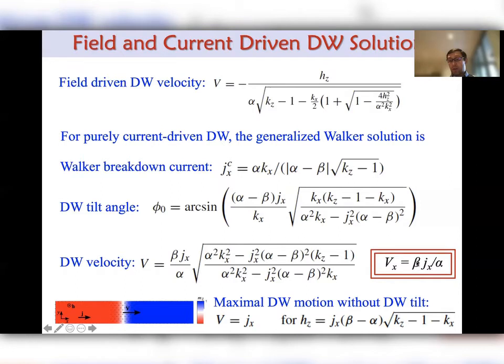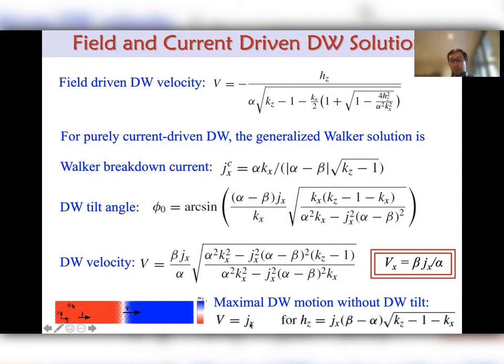Another interesting thing is that we can solve this system of equations in general for any given current and magnetic field. And one can show that for a certain ratio of magnetic field and current, the domain wall will be moving with the profile always perpendicular to the x direction. So it means that the tilt angle phi naught will be 0, like the one shown here in this picture. And it can be shown that in this case, the velocity of the domain wall is also maximal. In dimensionless units, it will be just given by Jx.